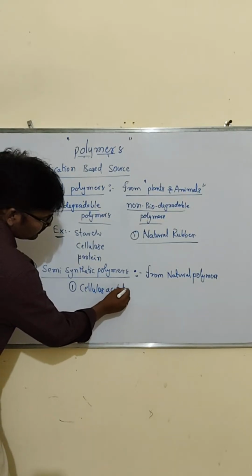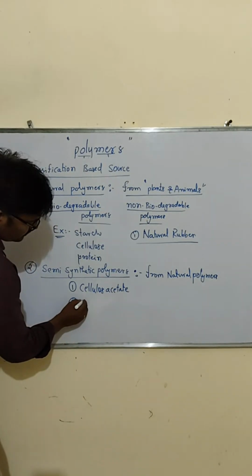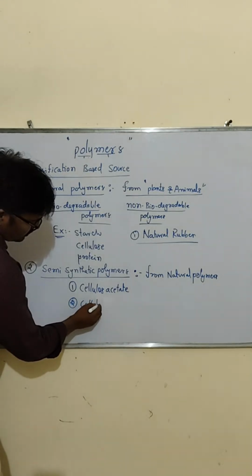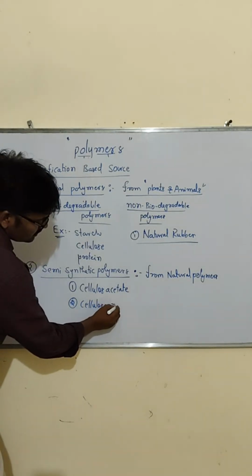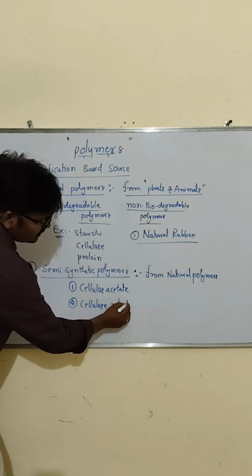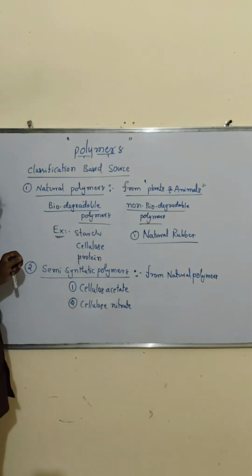Acetate. Then the second one, cellulose nitrate. These are semi-synthetic polymers we call.